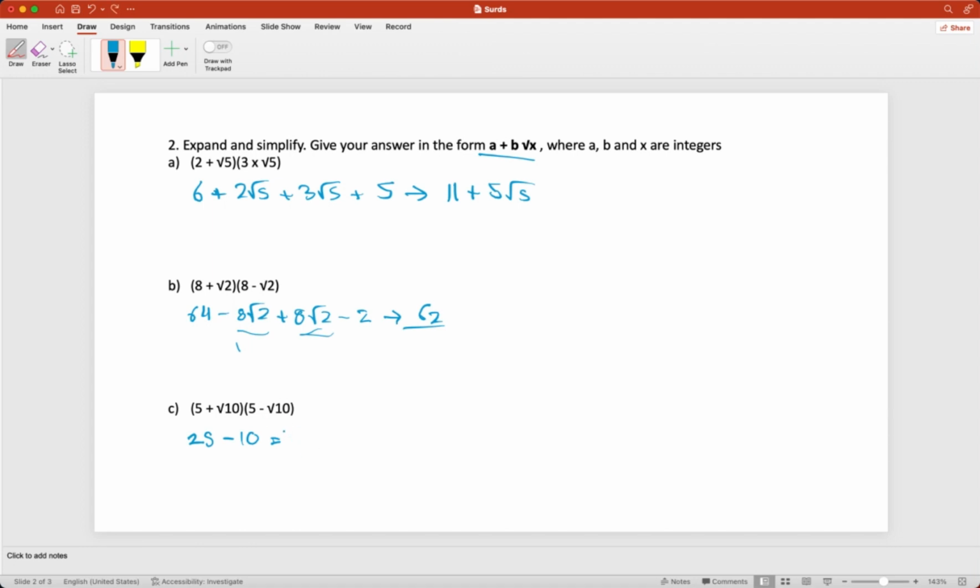So if I break it down for you, it's going to be the same as this one. Okay, so 5 times 5 is 25. Okay, and then 5 times minus square root 10, which is minus 5 square root 10, and then plus 5 square root 10, and then minus 10. These two will cancel out, then it's 25 minus 10. Same answer. Okay.